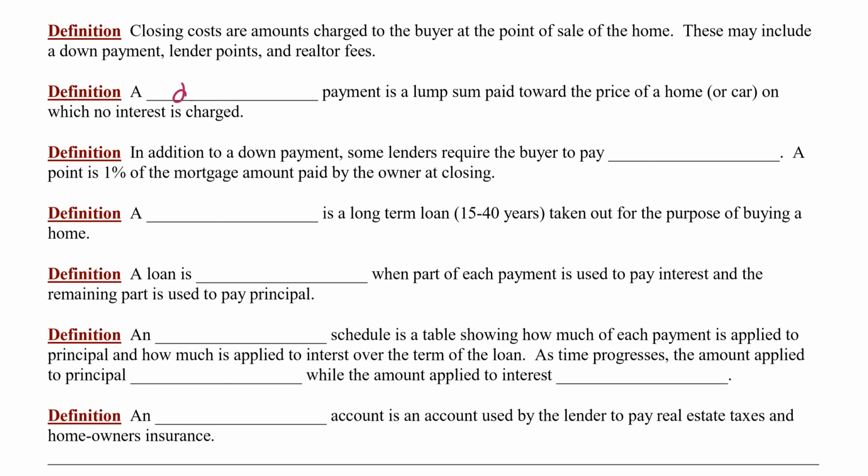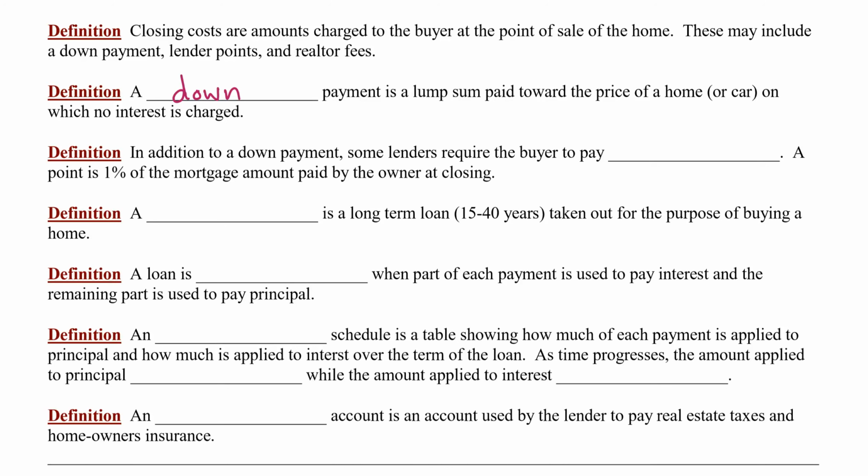Now, a down payment is a lump sum paid toward the price of a home or car on which no interest is charged. Because you pay that cash at closing, you are not charged interest. Your down payment goes directly for the house. It does not go to the lender. The higher the down payment, the better it is. The higher the down payment means the less you actually have to borrow from the lender to pay for the home.